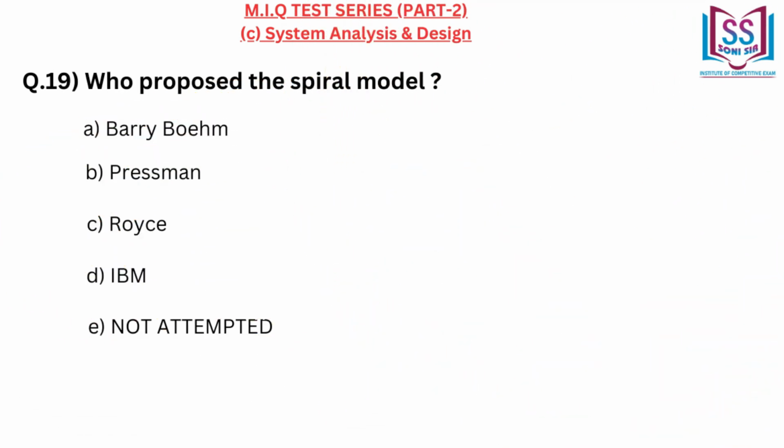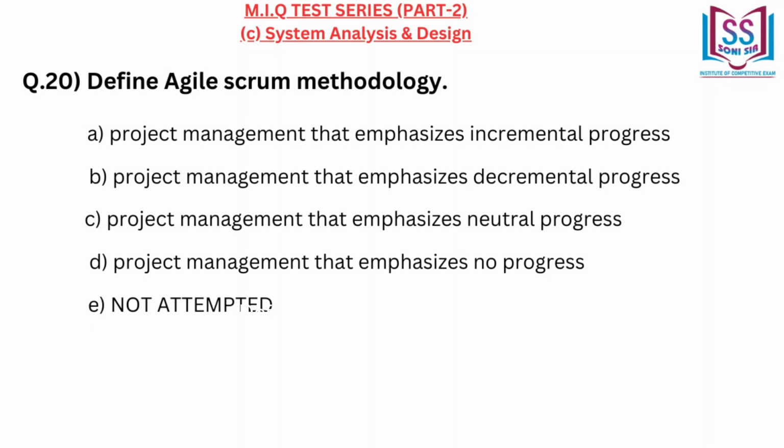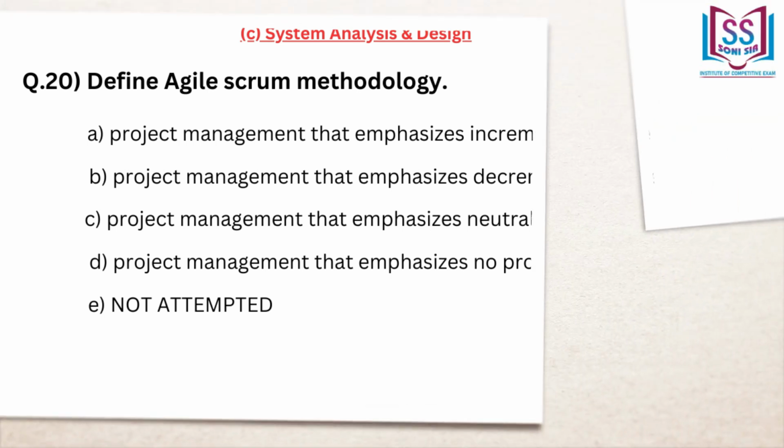Who proposed the spiral model? A. Barry Boehm. B. Pressman. C. Royce. D. IBM. Define Agile Scrum methodology. A. Project management that emphasizes incremental progress. B. Project management that emphasizes decremental progress. C. Project management that emphasizes neutral progress. D. Project management that emphasizes no progress.